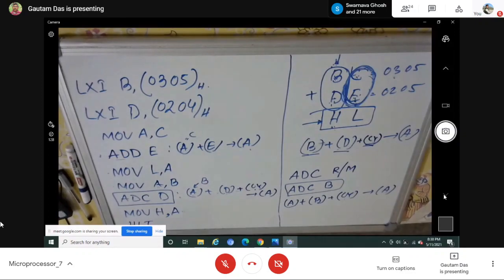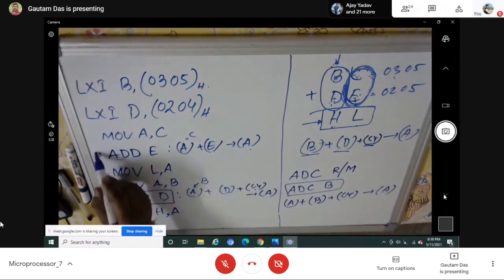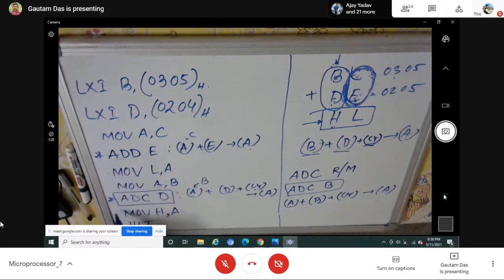So it is added twice. You can see two add instructions I have used, here one, here one. But the second add instruction must be add with carry, because during the lower order 8-bit addition, if carry is generated, that must be added with the higher order 8-bit.